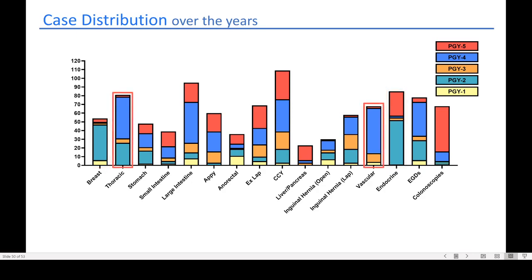If you look at predominantly PGY4 cases, thoracic and vascular, and the specialty of my interest, colorectal and anorectal and colonoscopy cases. So I contacted Dr. Richter through Dr. Lee and Rob, and I was able to squeeze in a lot of colonoscopies just before the COVID hit, actually, during my chief rotation. So thankful for that experience.